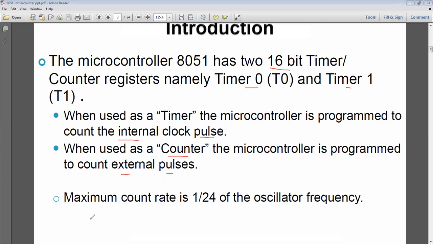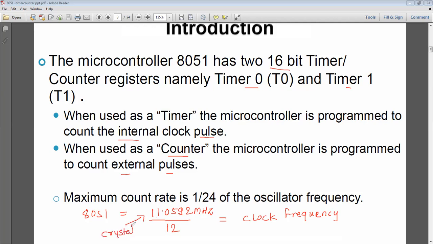Before going ahead, we also need to understand the meaning of oscillator frequency and clock frequency. The 8051 microcontroller basically operates at the crystal frequency of 11.0592 megahertz, and when it is divided by 12, it generates the clock frequency. I hope you understand the basic difference between the clock frequency and crystal frequency. So here 11.0592 is called the crystal frequency. I'm writing it in short.